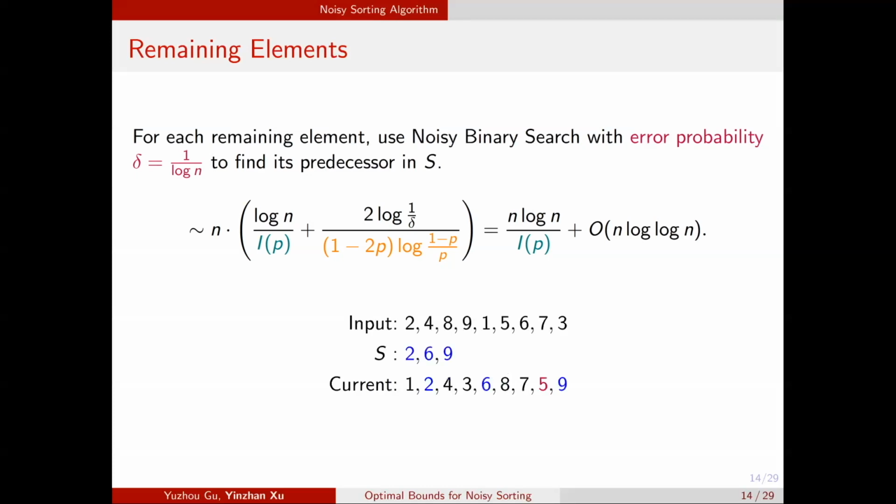So as you can see, after this step, we get some sublists, but note that there can be some elements that are put into the wrong sublists, such as 5 here. And in expectation, we expect to see roughly n over log n elements that are in the wrong sublist.